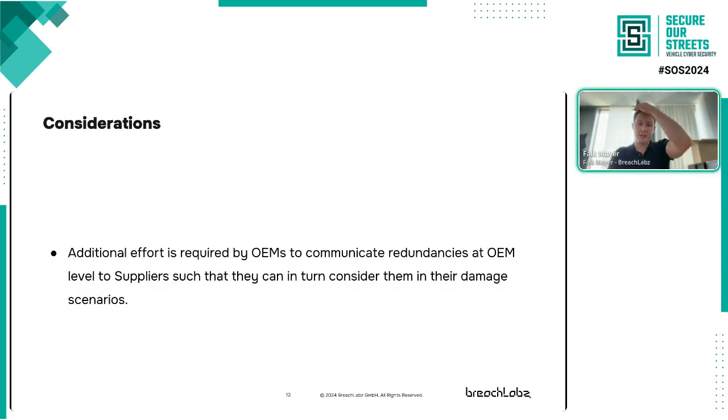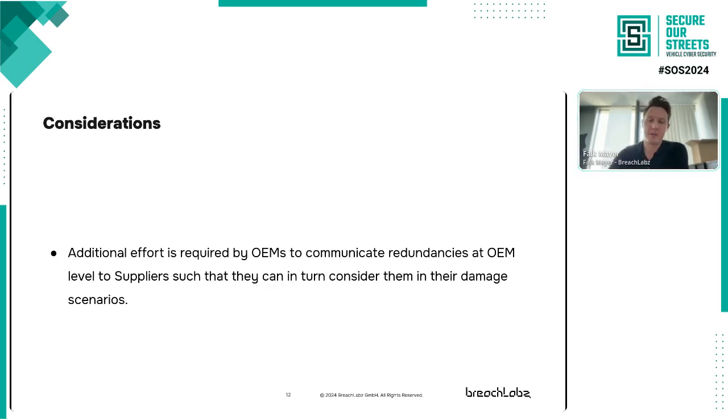Of course, as a consideration, the additional effort required by the manufacturer to communicate those redundancies and to manage all of the different suppliers is significantly higher. But yet again, it could lead to much cheaper components at the end of the day, components that have a much more, how do you call it, acceptable risk appetite. They have considered an actual real-world scenario in a vehicle and then taken the decision on how many controls to implement.